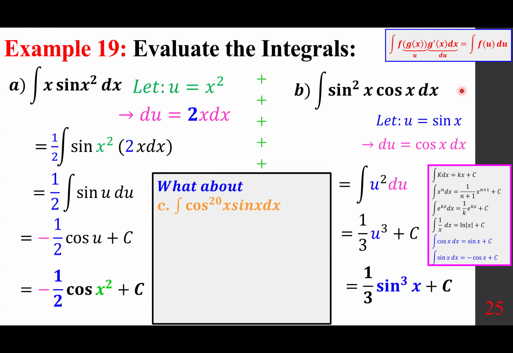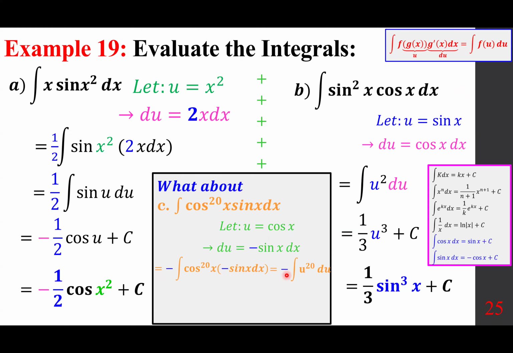What if we have cosine and sine, and cosine has the exponent? Well, u is cosine. Its derivative is minus sine, therefore du is minus sine x dx. So we rewrite it in the following manner. I'm going to put negative inside and negative outside. Their product is positive 1. We are fine. So we are looking at minus the integral of u to the power of 20 du.